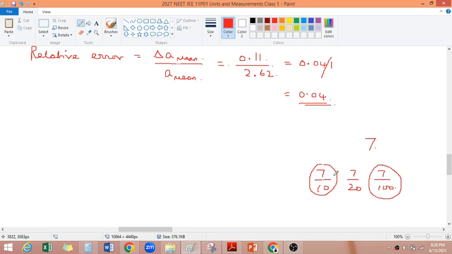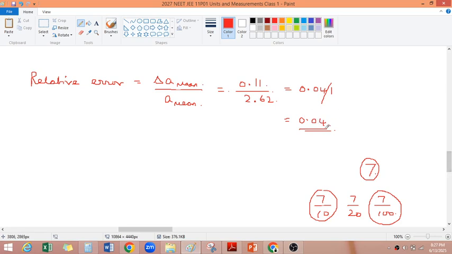So you should understand that the absolute number does not tell you whether it is good or bad. Only when you find the relative error will it tell you whether it is good or bad. So the relative error should be very low. In the marks case, we want higher marks. In the error case, we want a very low value. So this is what is called the relative error.